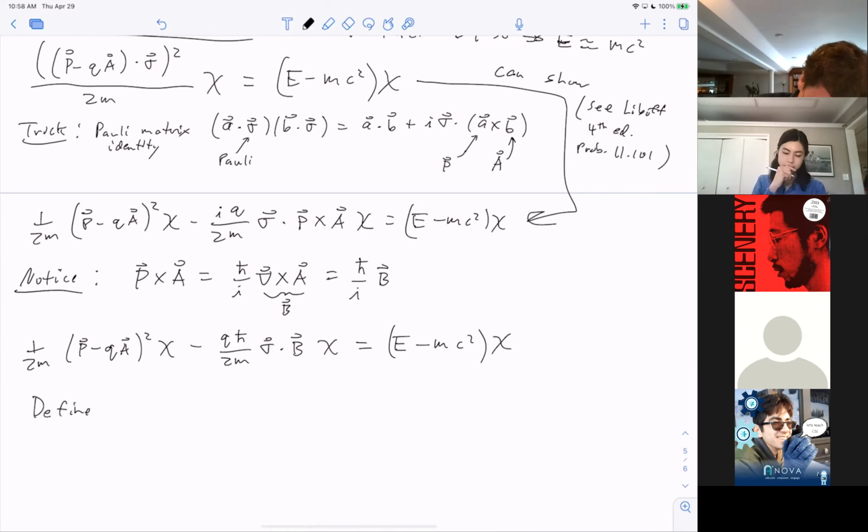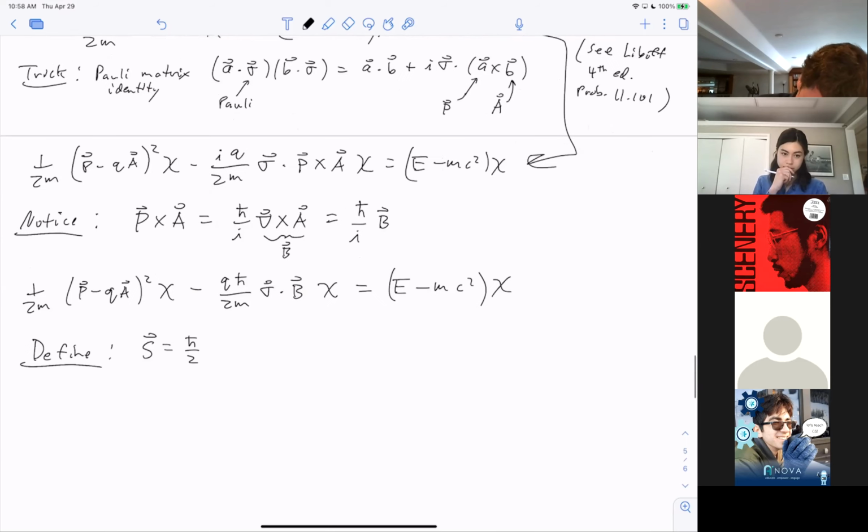Let's make some definitions. Let's define S is equal to h bar over 2 times sigma. And that's the definition of spin. Oh, look at that. Let's define that.